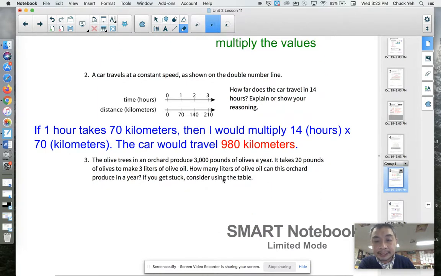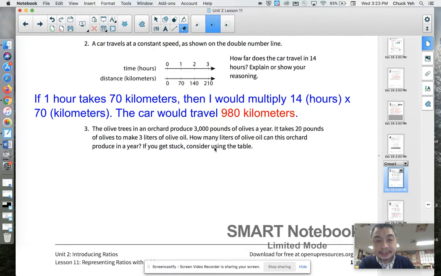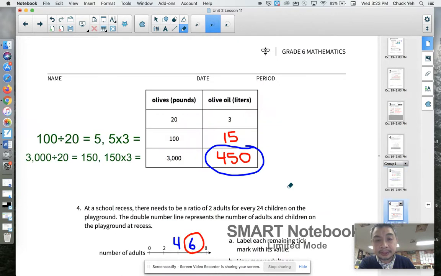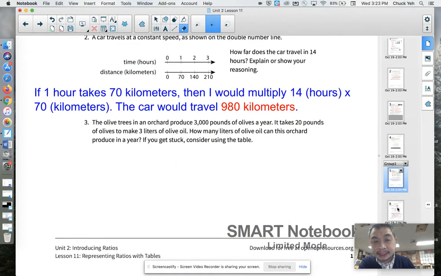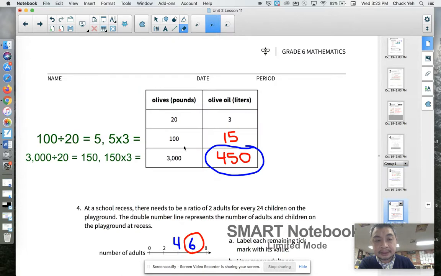again, this math is a little bit interesting because sometimes the problem is on two sides of a paper. So if you get stuck, consider using the table. Here's the table right here. So this is part of number 3 because I had some of your classmates that did this and then also did that. So they want to know how many liters of olive oil would be for 3,000 pounds.